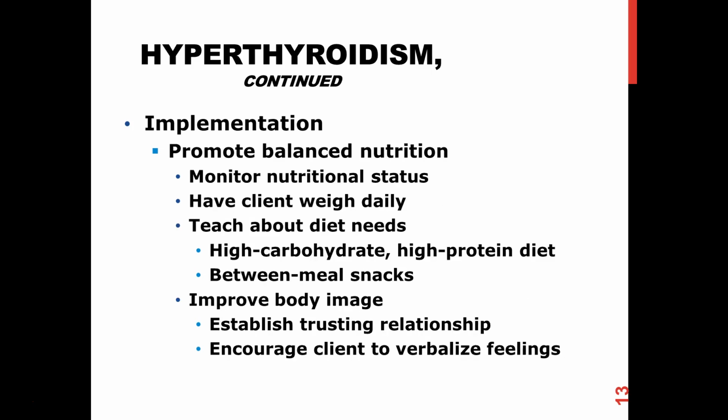Again, because they're burning calories at a fast rate, they're losing a lot of weight, so we really want to ensure that they are receiving balanced nutritional foods to make up for the excessive weight loss. Monitor nutritional status. We really should encourage them to weigh themselves daily and teach about some of the dietary needs like a high carbohydrate, high protein diet, and in-between meal snacking. Because, like I said, these people lose an excessive amount of weight, and that metabolic rate is just so intense.